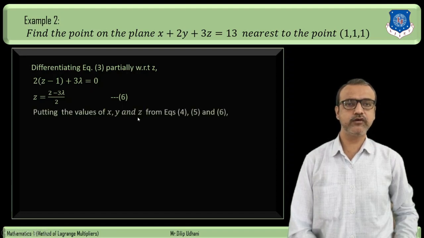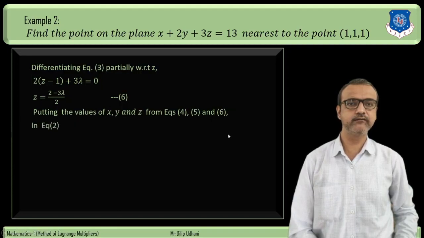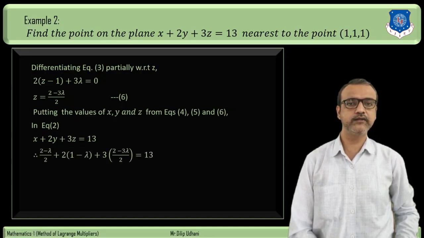Now say this is equation number 6. Now putting the values of x, y, z from equations 4, 5 and 6 in equation number 2. So we have x plus 2y plus 3z equals 13. This is the given condition, and in this equation we will put the values of x, y and z. The value of x is 2 minus lambda by 2. 2 will be as it is. Then y is 1 minus lambda, plus 3 will be as it is, and z is 2 minus 3 lambda by 2, that equals 13.